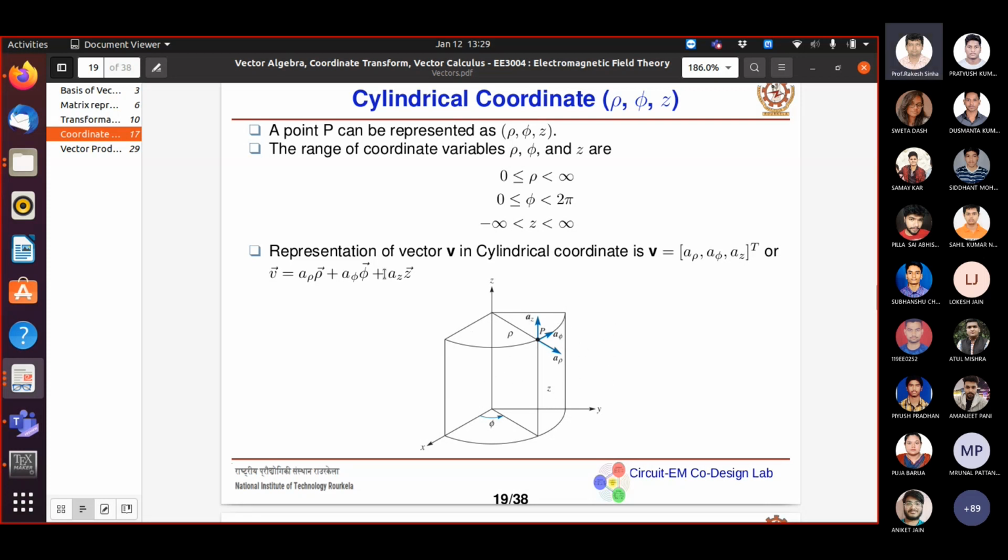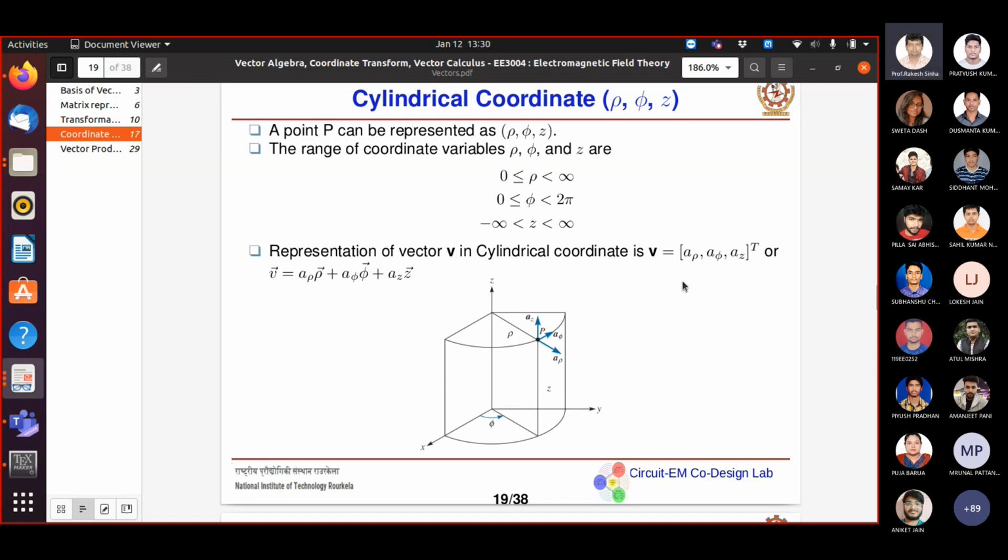Please note that a rho, a phi, and these are basically different, because I have taken this figure directly from the book, and there they have used some different notation. I want to represent this basis vector in terms of their name only, instead of a rho. We always try to represent the coefficient of the vector by a rho, a phi, and a z. That's why there is a little mismatch between this figure and the notation.